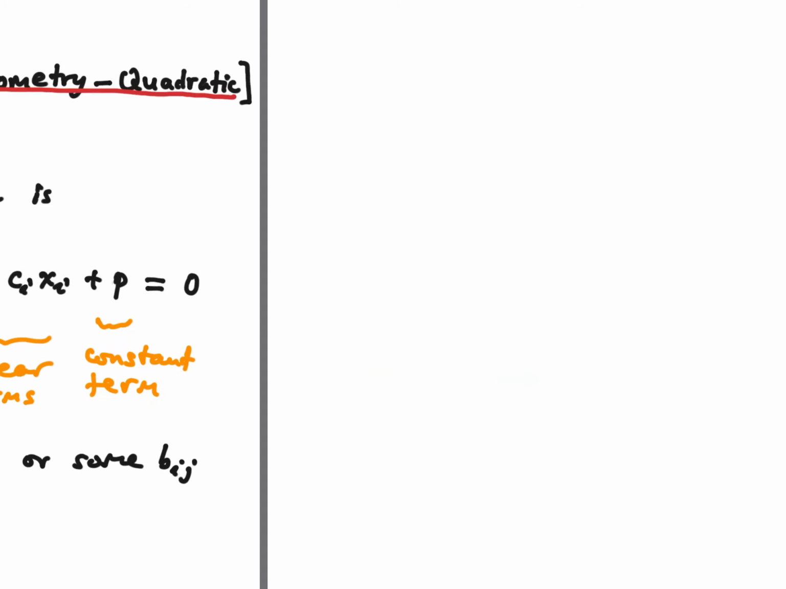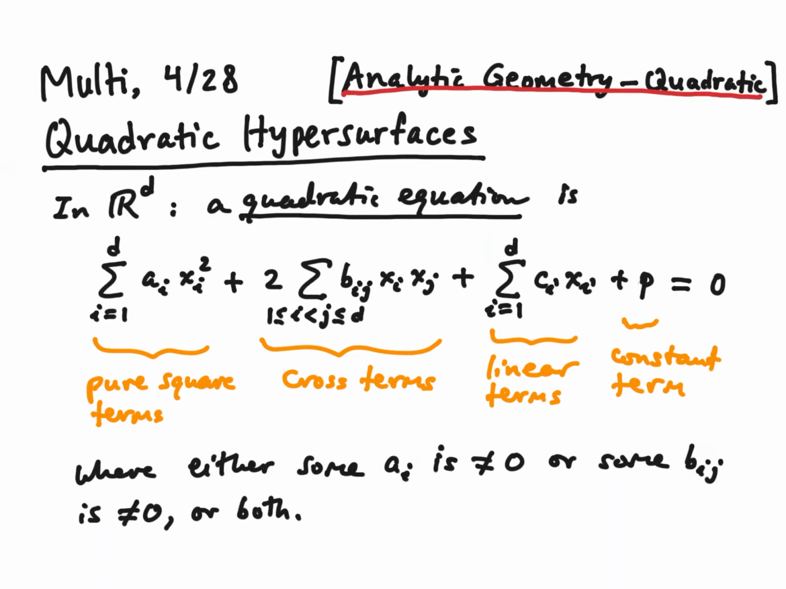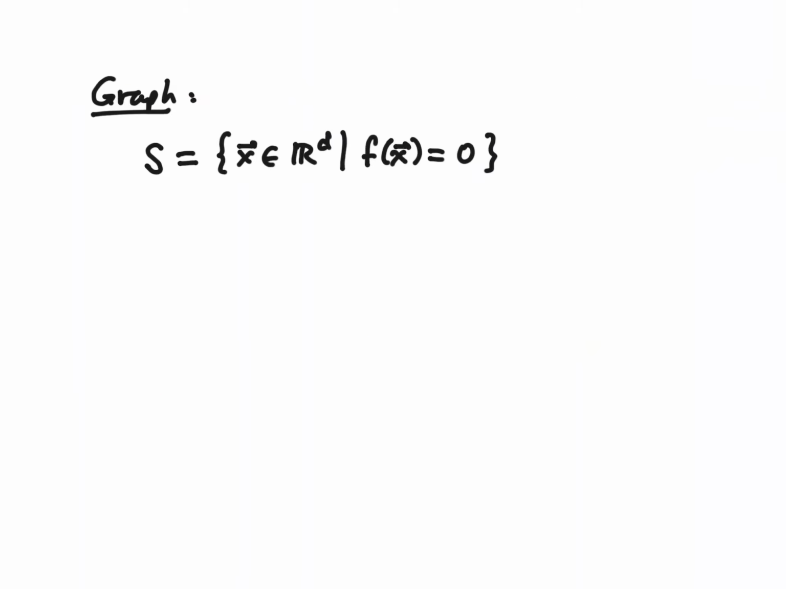By the graph, let me just call it S. It's the set of all points x in d-space that satisfy that quadratic equation. So let me just call the function on the left-hand side f for short, and the whole thing is being set equal to 0. So by f of vector x, I just mean this expression. And x is the vector x1 through xd. So anyway, the solution set of the equation is its graph.